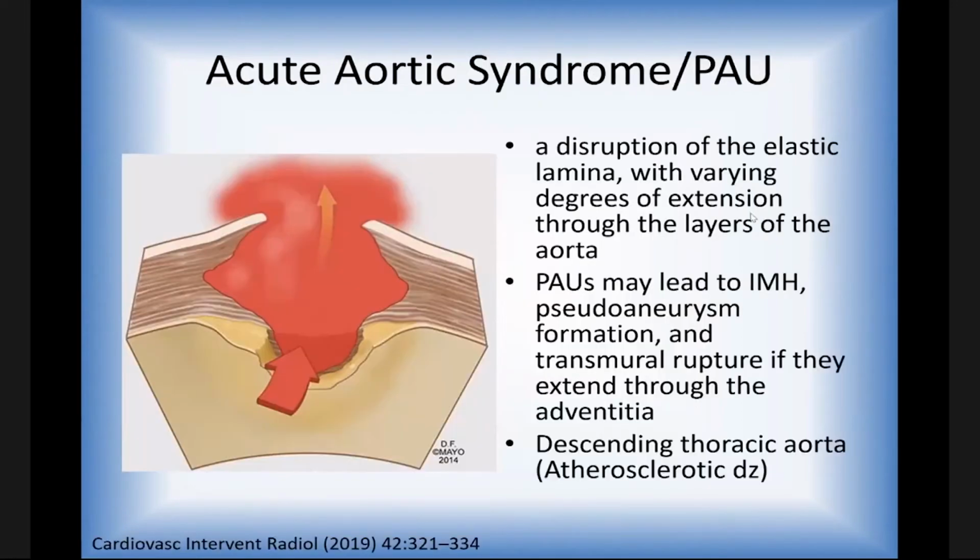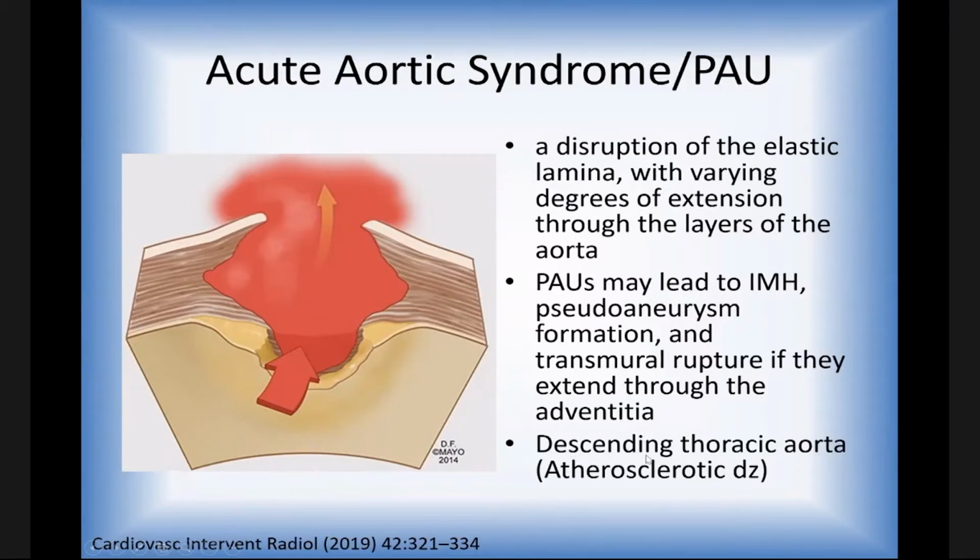Okay, the next one is the penetrating aortic ulcer. This is a disruption of the elastic lamina with varying degrees of extension through the layers of the aorta. And PAU itself may lead to intramural hematoma, pseudoaneurysm formation, and transmural rupture if it extends through the adventitia.